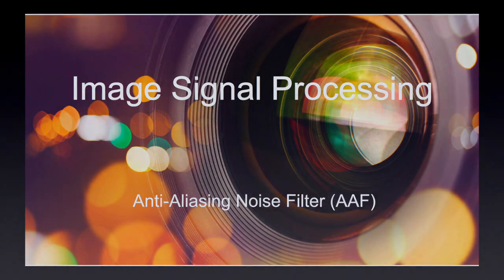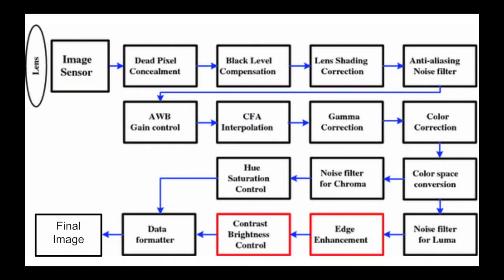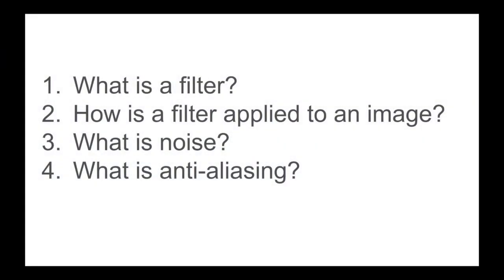Let's get started. To recap, so far we've covered how a camera converts light into a Bayer domain image, how to correct dead pixels, how to compensate for black levels, and how to adjust for lens shading. Now, to properly talk about an anti-aliasing noise filter, we're going to have to look at what a filter is, how a filter is applied to an image, what noise is, and what anti-aliasing is. Let's start with a filter.